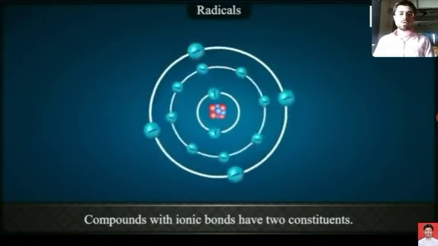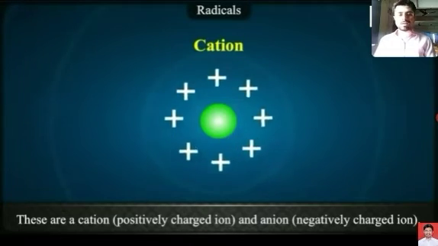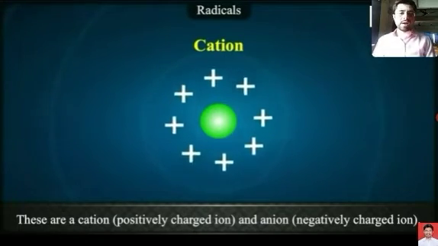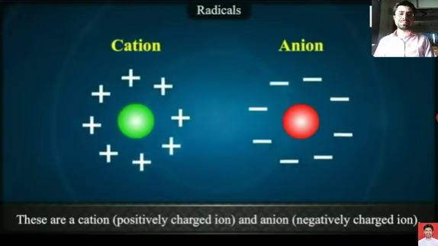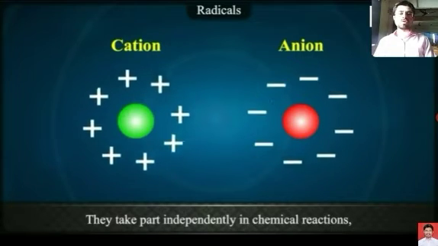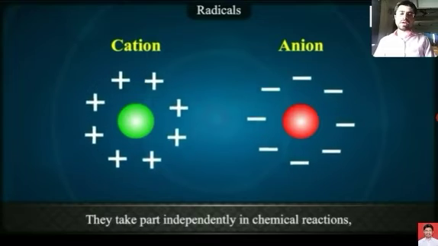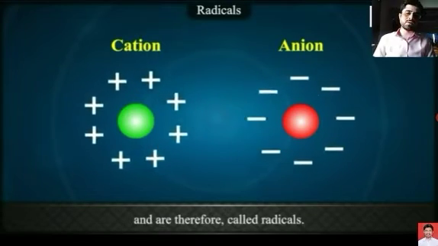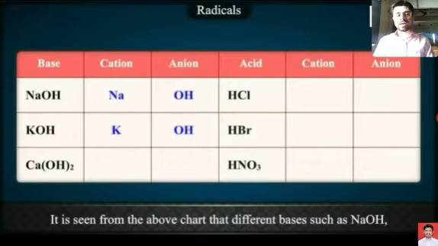Compounds with ionic bonds have two constituents. These are a cation, that is a positively charged ion, and an anion, that is a negatively charged ion. Cations are positively charged, anions are negatively charged. They take part independently in the chemical reaction and therefore they are called radicals. Cation and anion are together called radicals.